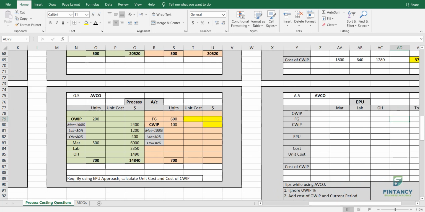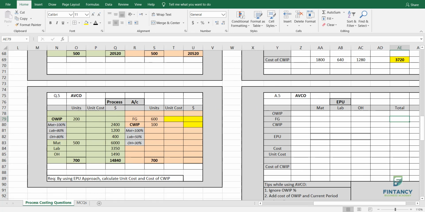So I have material, labor and overhead as my columns, right? Just a new thing I added here, which is opening work in progress. Getting it? This is the additional thing here. So you created an additional row for that, which is opening work in progress. Okay, I hope it's clear with everyone how to construct the EPU working.